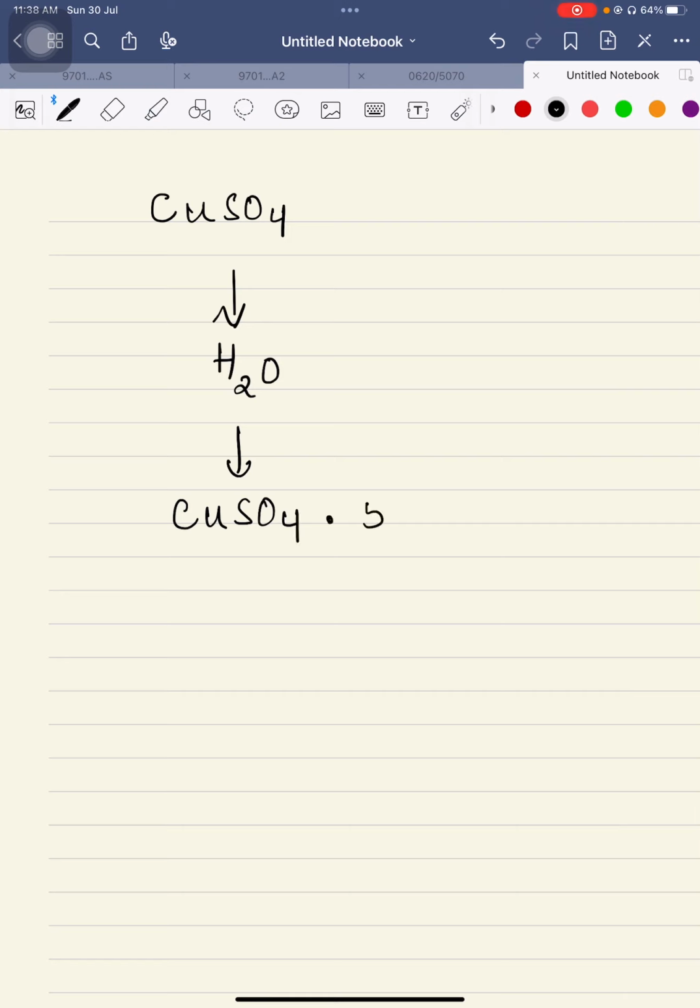Okay. So look at here. So it is copper sulfate. When it is passed through water, it will be CuSO4 dot 5H2O. What is that dot? Dot is representative of water of crystallization. Those molecules are water of crystallization.